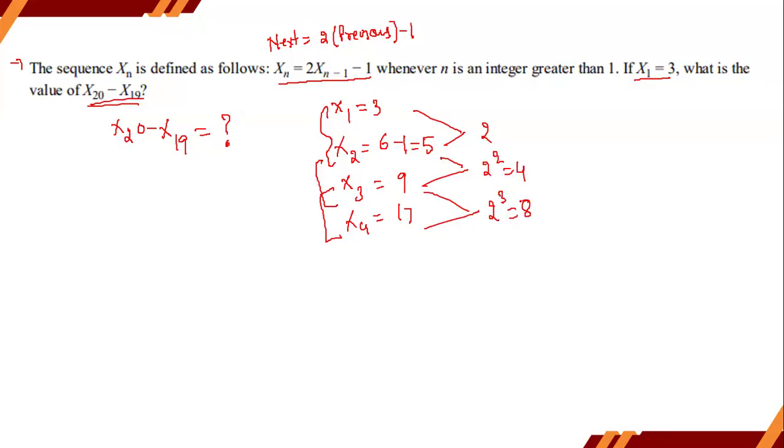Okay, can we observe the pattern over here? Yes, we can. Now tell me immediately, if I have x5, so x5 is 33, what is the difference between these two? We know with the pattern, it's going to be 2 to the power of 4. We do not have to calculate it. So now for the difference between x19 and x20, what will be the difference between these two numbers? That's going to be 2 to the power of 19.